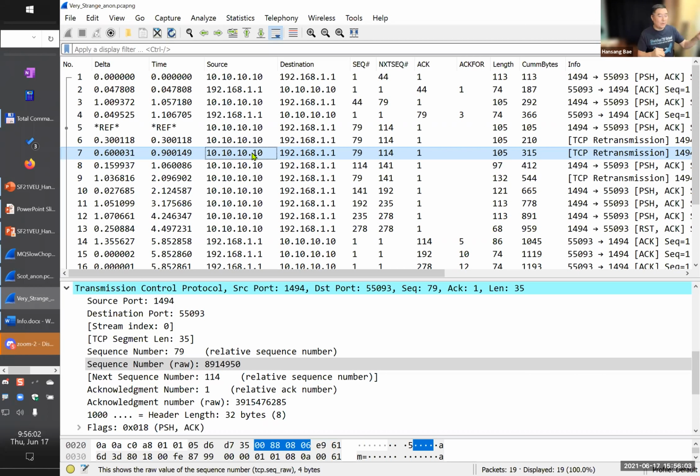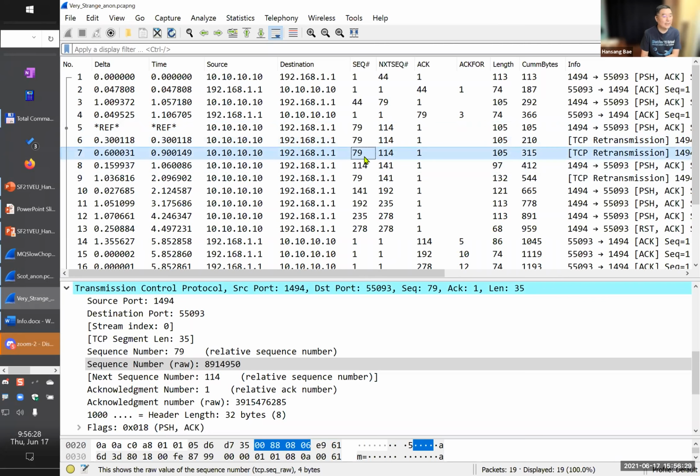Okay, so far things are normal, right? Packet loss happened, network collapse happens. Maybe the network is rerouting. Maybe there's an internet outage. Who knows? It's perfectly fine. It happens. So again, the same 35 bytes, start at 79, next sequence number 114. Next, again, the same 35 bytes, again, the same 35 bytes.